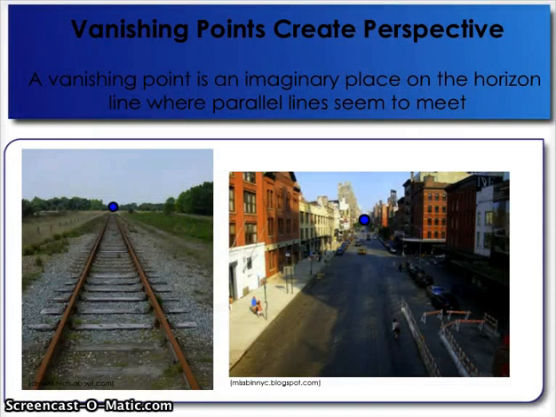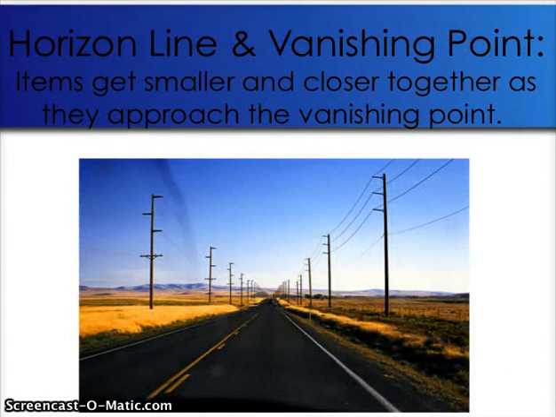A vanishing point is an imaginary place on the horizon line where parallel lines seem to meet. As you can see, both the railroad tracks as well as the street seem to converge to a point in the distance, thus creating perspective. Items seem to get smaller and closer together as they approach the vanishing point. As you can see, the light posts down the road seem to be much smaller in comparison to the ones in the foreground.